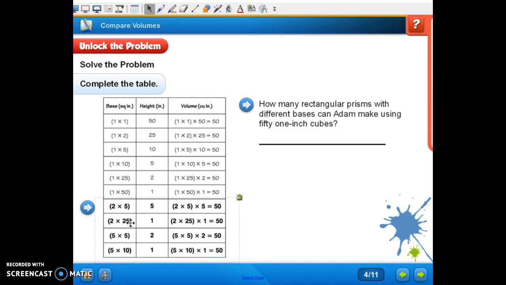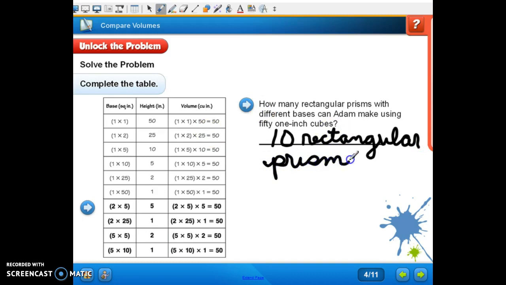So how many rectangular prisms with different bases can Adam make using 51-inch cubes? Let's count these. 1, 2, 3, 4, 5, 6, 7, 8, 9, 10. He can make 10 rectangular prisms. This is your little number 2 down at the bottom.